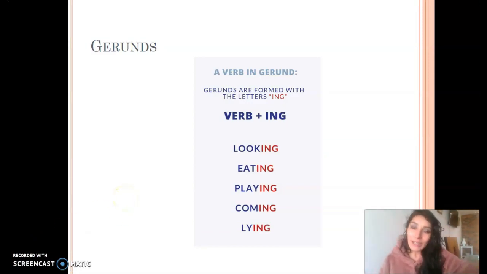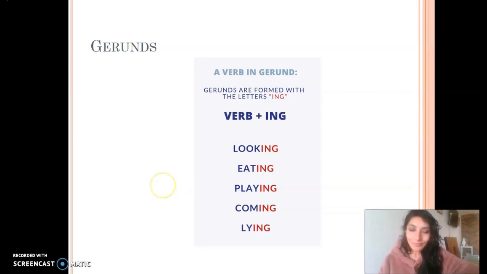So there are some special cases in verbs that need to erase the last letter, or at least erase the two last letters, in order to add the ing form and transform them into the gerund form.